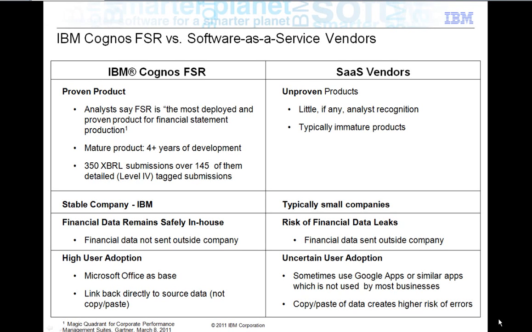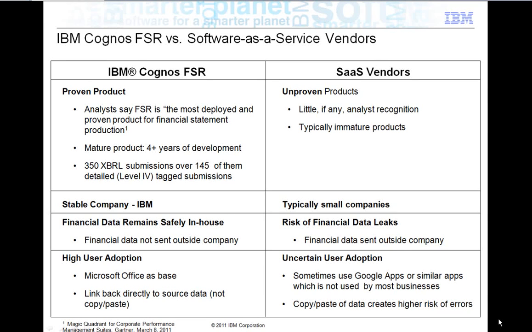Now when it comes to some of the other SaaS vendors, they really are unproven products. There's little, if any, analyst recognition, and they're very typically immature products. They're also very small companies quite often, and more often than not there is a risk of financial data leaks. Financial data is sent outside the company four walls, the company firewalls. It's sent out and broadcast over the internet essentially.